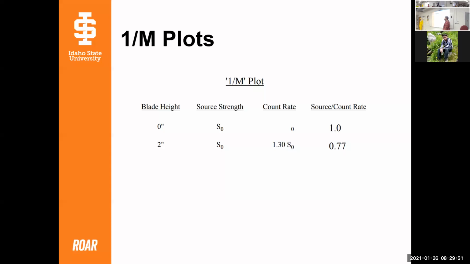Are you ever going to ask us what the source strength is? I suppose it is possible that a problem could give you source over count rate and your K, and ask you to solve for that variable. But I don't find that very useful because you have a known source when you put that into the reactor. You will need to understand that you're doing 1 over your count rate as your inverse right here.